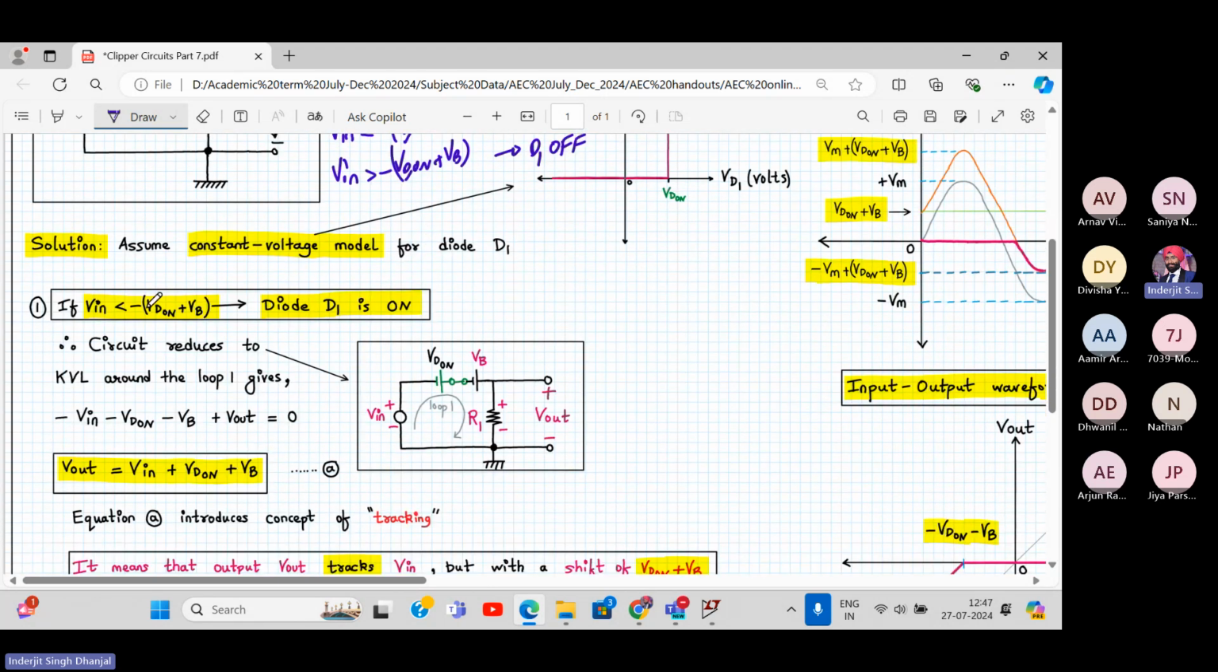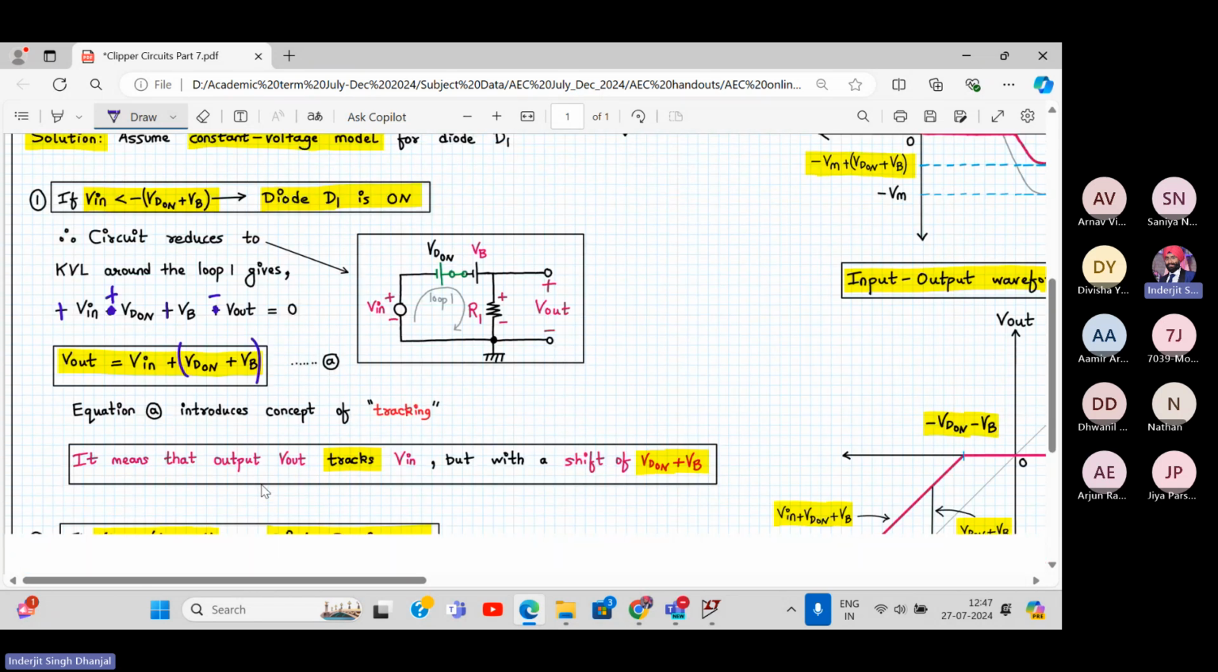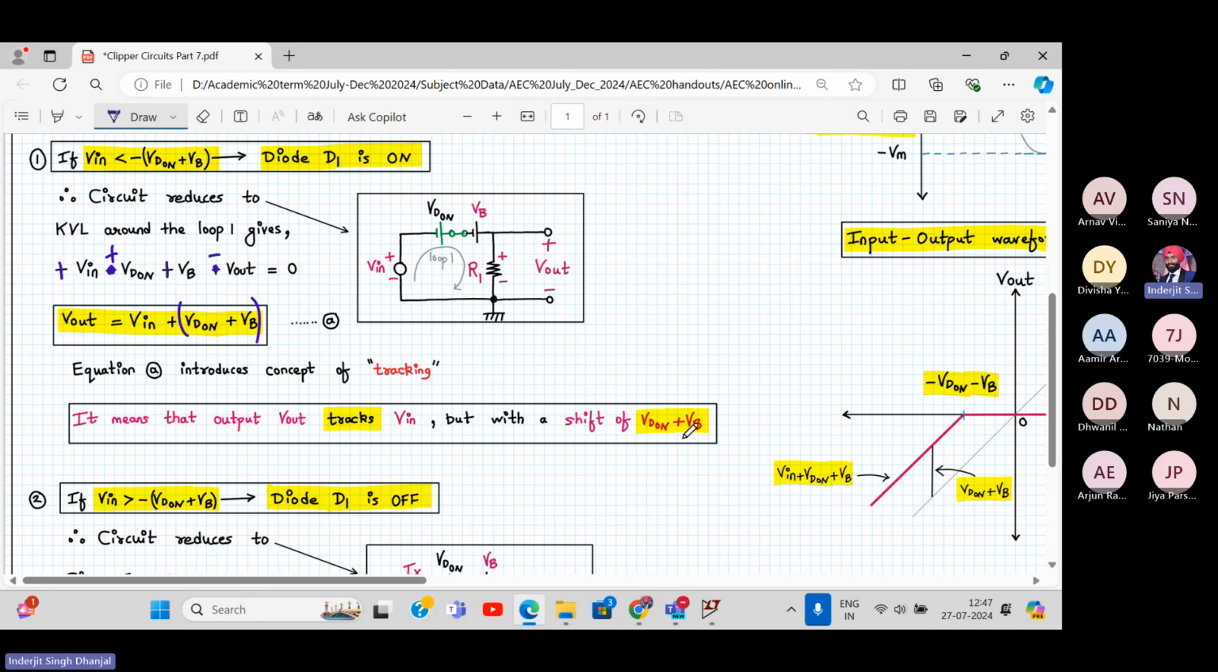Here it is. Here the first condition is when diode D1 is on, the circuit gets reduced to this network. So it will be plus Vin plus VD on because rise in potential. Then we have again plus VP minus Vout is equal to 0. So Vout is equal to Vin plus VD on plus VP. See here, it will be plus VD on plus VP. Last time it was VD on, right? Now we have to add just VP. That's it. So earlier the level was 0.7. Now it becomes, let's say, 2.7.